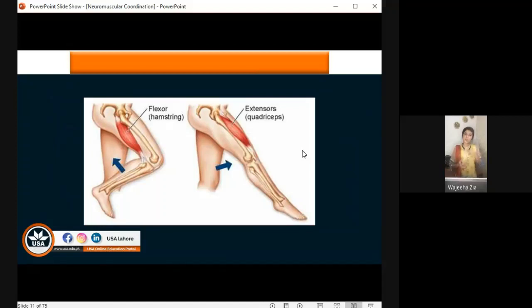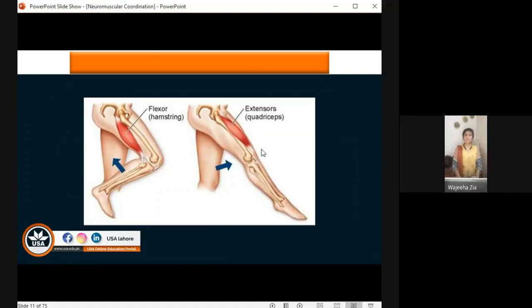Quadricep will contract, will shorten, and the hamstring will allow this extension by relaxation. So in the opposite manner, when a person is bending the knee, now he's flexing the knee. So the main muscle which will act as an agonist is the hamstring, and the opposite muscle which will allow this flexion by the relaxation is the quadricep.